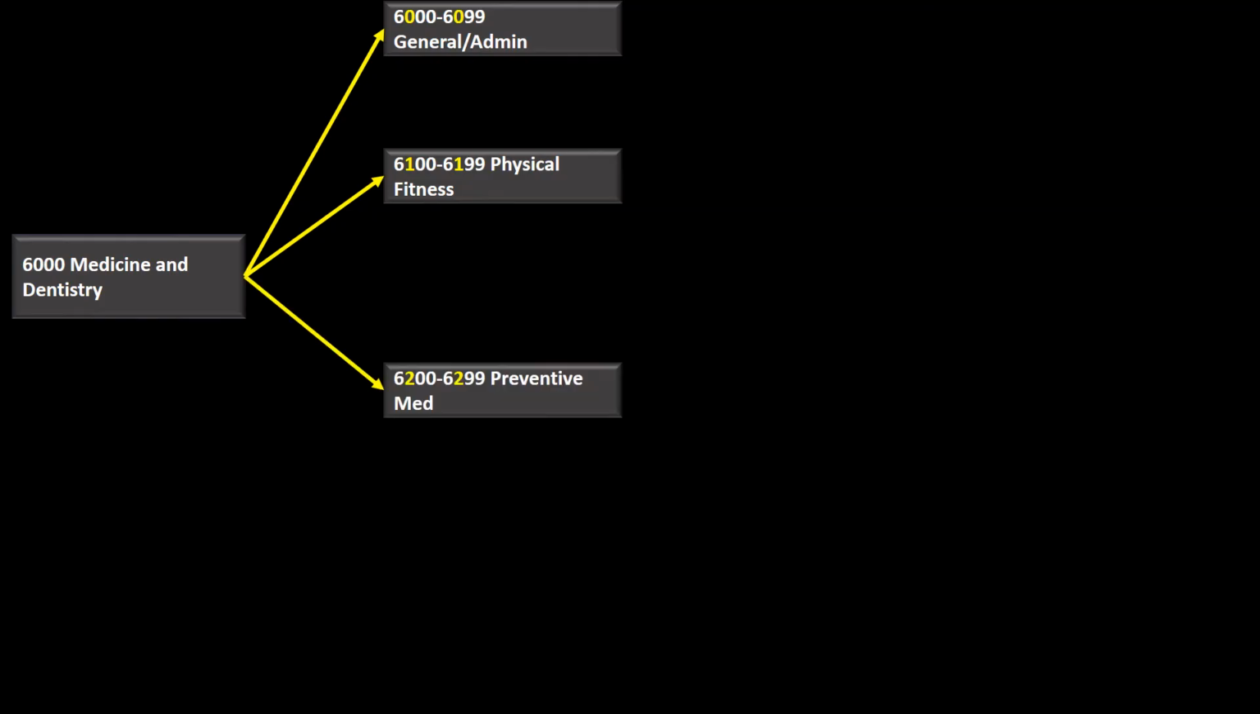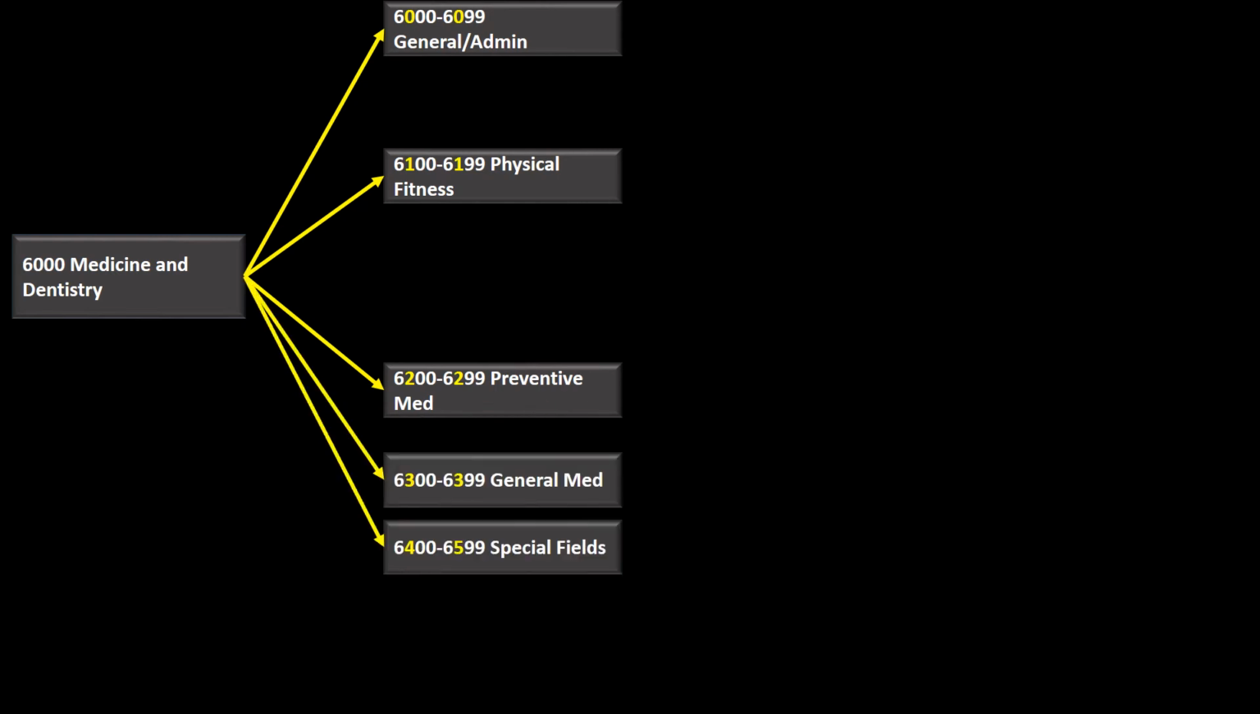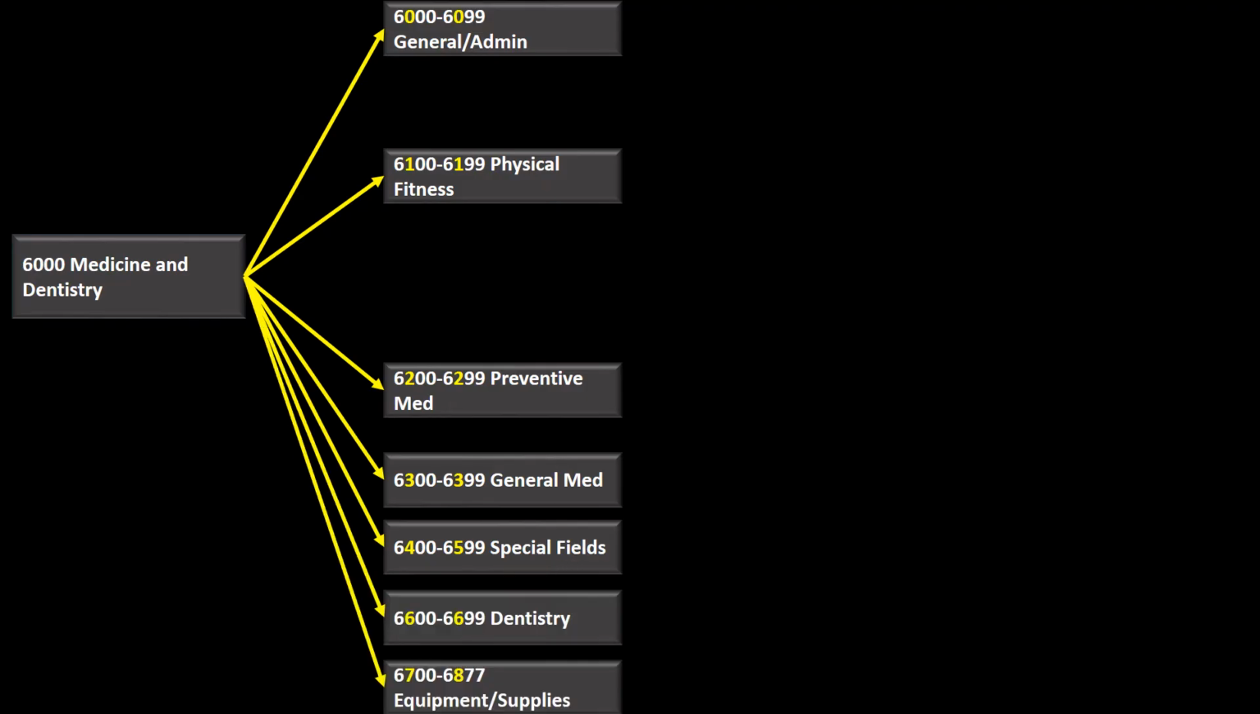So from our 6000, our 60, that has to do with general admin and medicine. Our 61, our 6100 series, that's going to have to do with physical fitness. Our 62, preventative medicine, always a lot of preventative medicine on these things. 63, general medicine. 64 through 65 special fields, and then 66 is going to be dentistry, and 67 through 68 will be equipment and supplies.